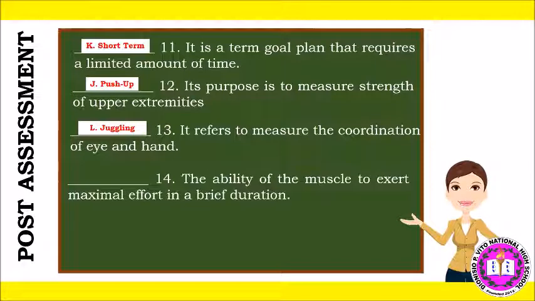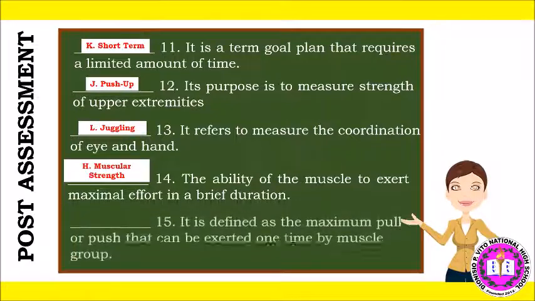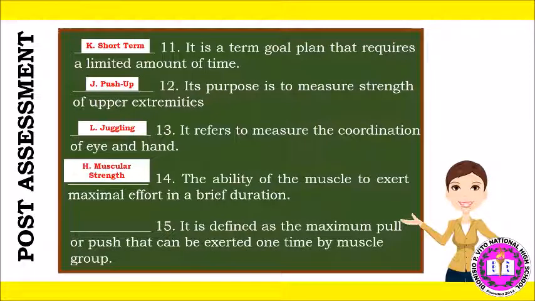Number 14. The ability of the muscle to exert maximal effort in a brief duration. That was muscular strength. Number 15. It is defined as the maximum pull or push that can be exerted one time by a muscle group. The answer is muscular endurance. And that will be the end of our lesson.